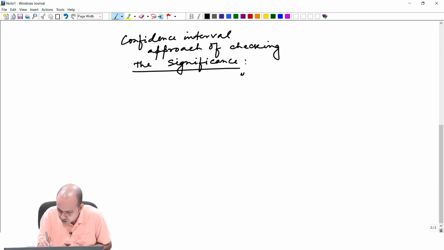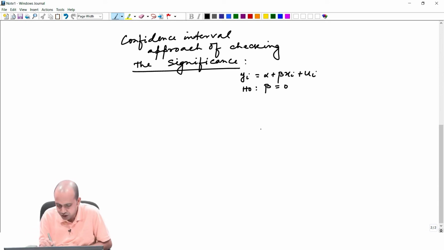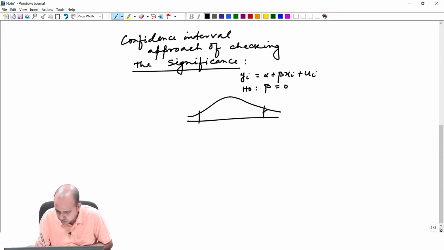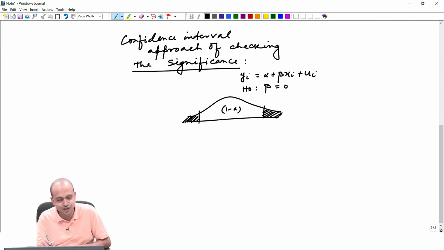Now, what I said, when you are estimating this type of model y equals to alpha plus beta x i plus u i, and your null hypothesis is beta equals to 0, that means the hypothesized value of the true population parameter is 0, then in interval approach what you have to do, you have to just check, in this interval approach, this 1 minus alpha region, whether this particular interval, this is called region of confidence or region of non-rejection.